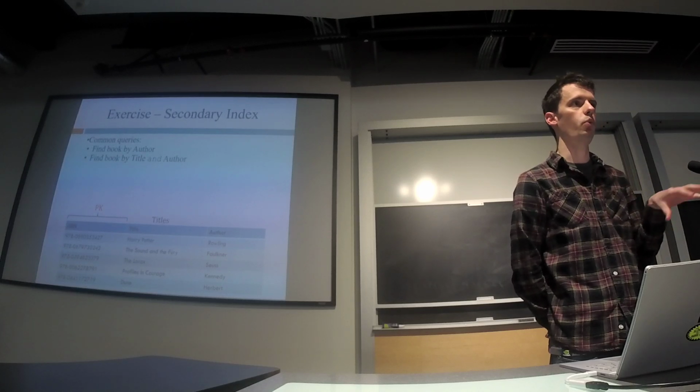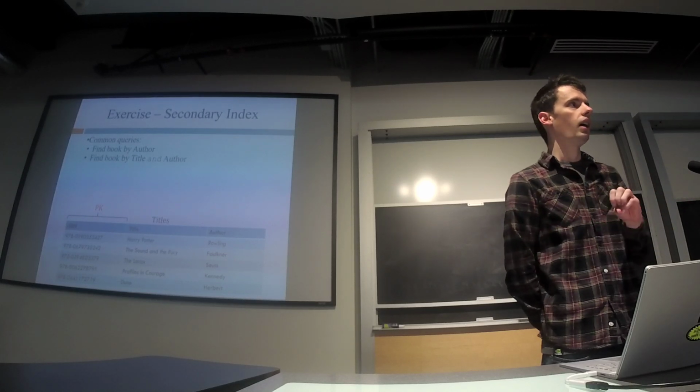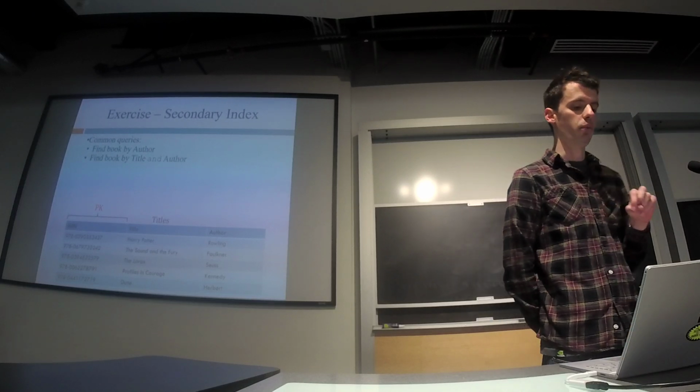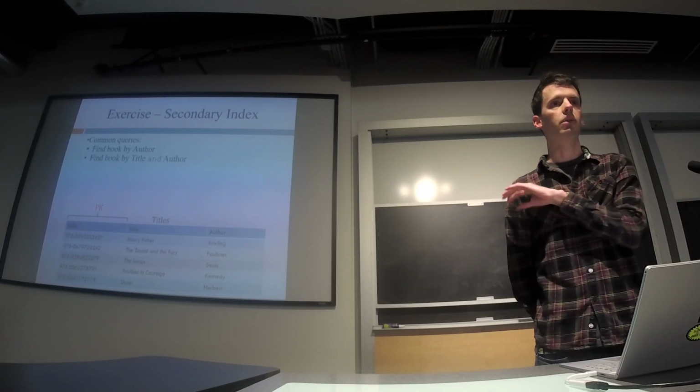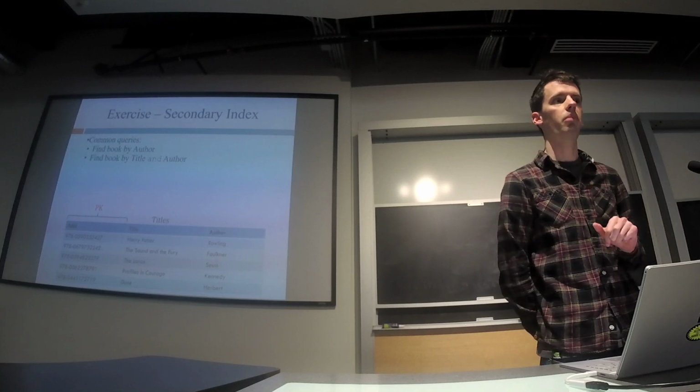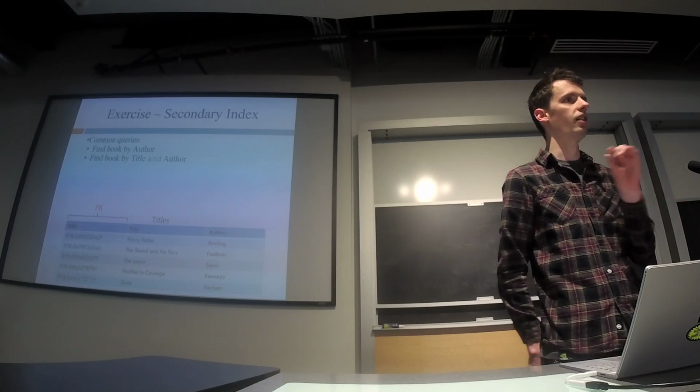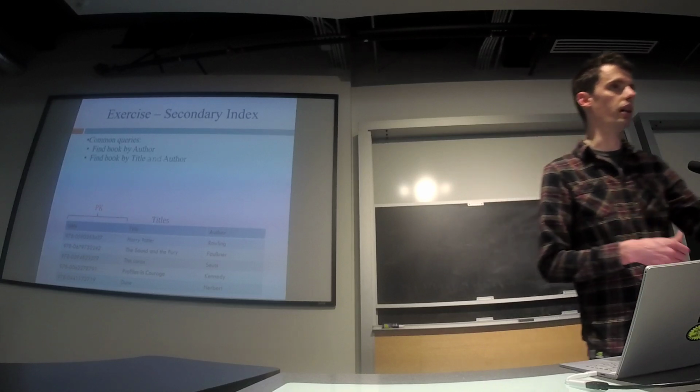My where filter says where author equals whatever. And the other common query is where author equals whatever and title equals whatever. Okay, so take a minute with the person next to you, give me a secondary index that will help those two queries.